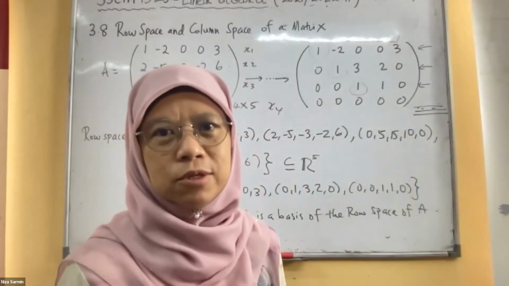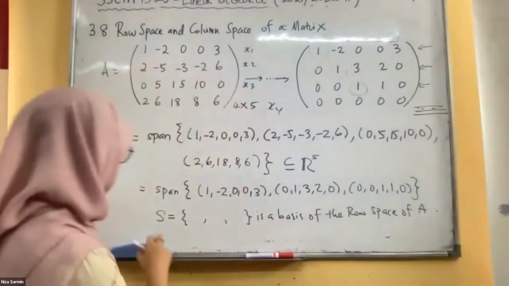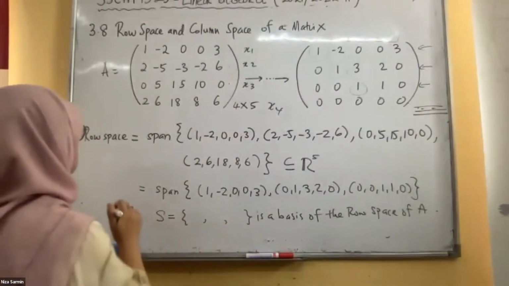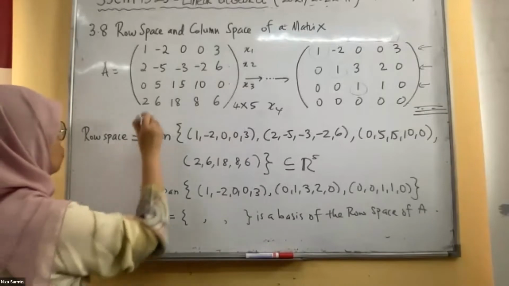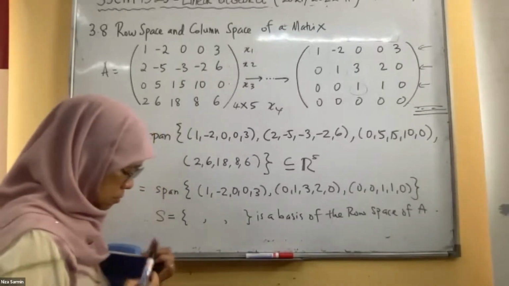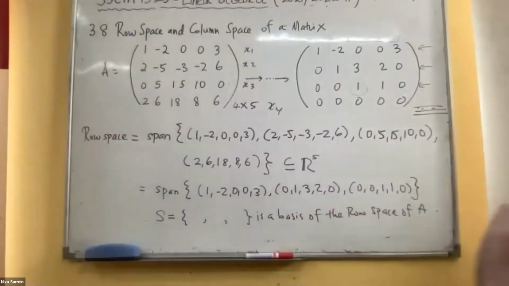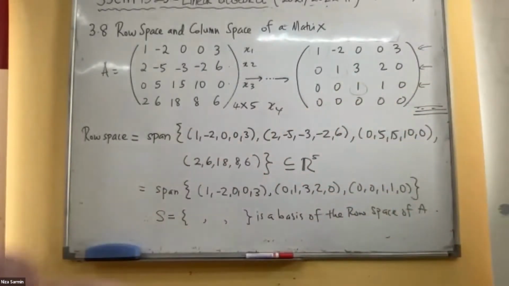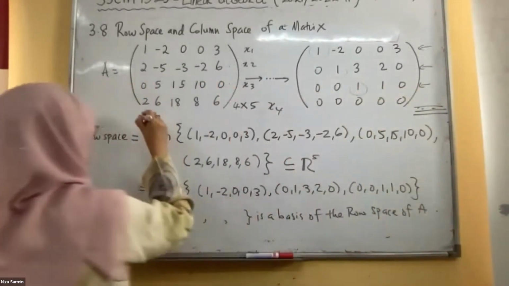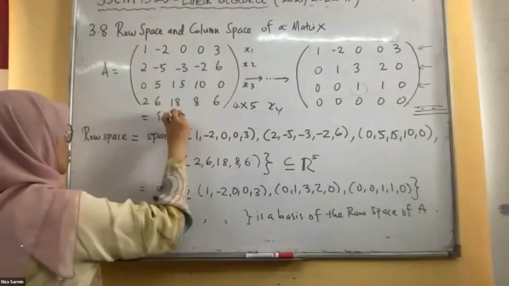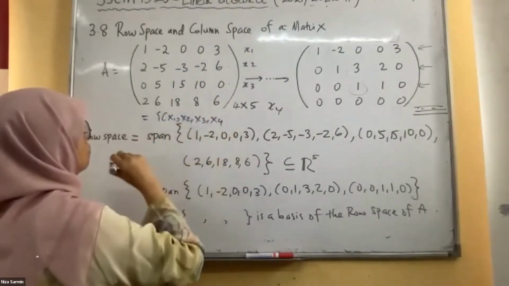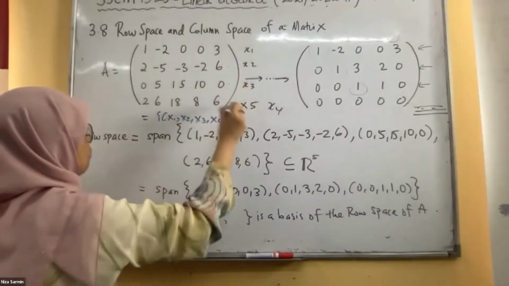Try that. So your answer will be, in that sense, you will write the row space is equal to, x1, x2, x3, x4, 1, 2, 3, 4.